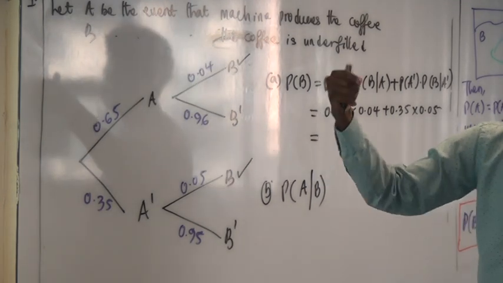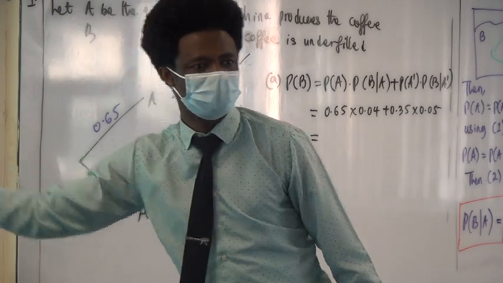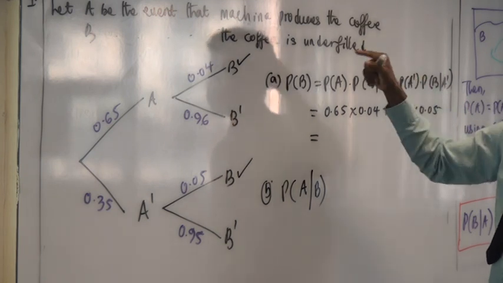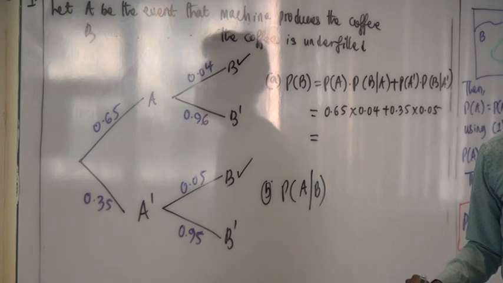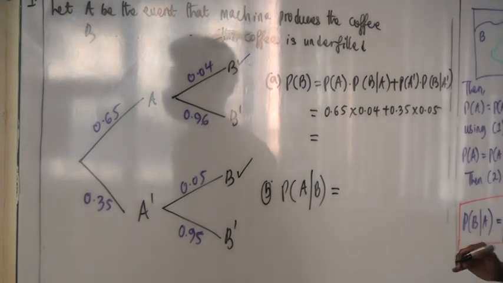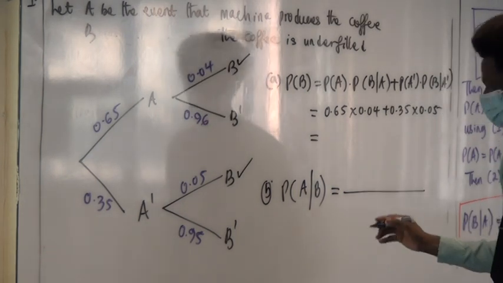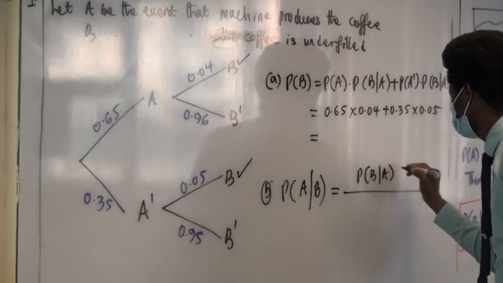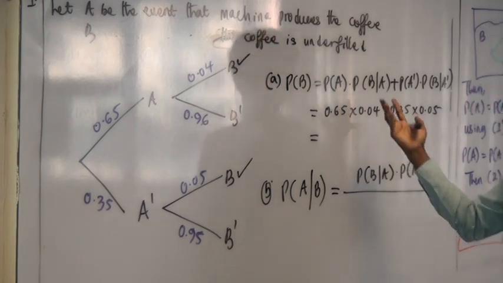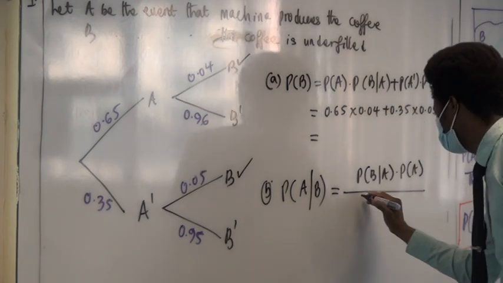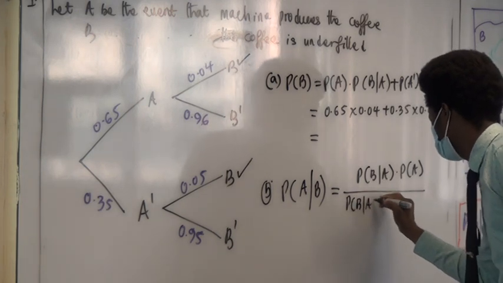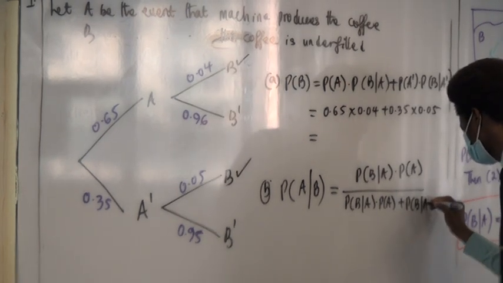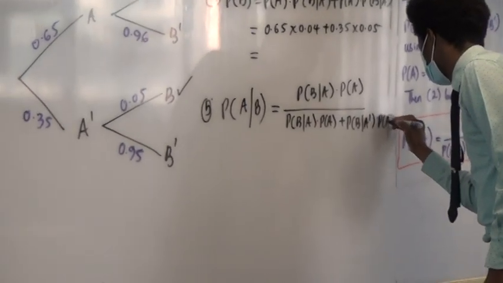If the question is find the probability that it is not underfilled, then it will be given B prime. Because you already put this here. That's why I said your question should determine your event. So according to Bayes theorem, it is going to be the flip one. Probability of B given A times probability of A, that's always the first one, divided by probability of B given A times probability of A, plus probability of B given A prime times probability of A prime.